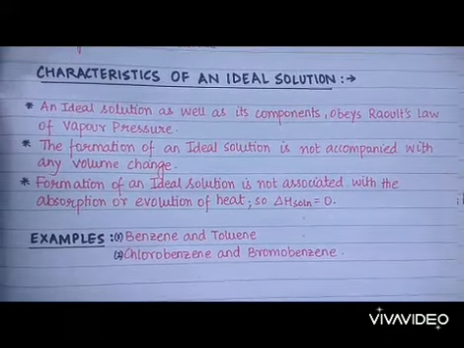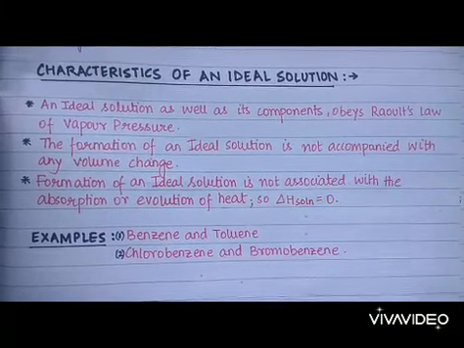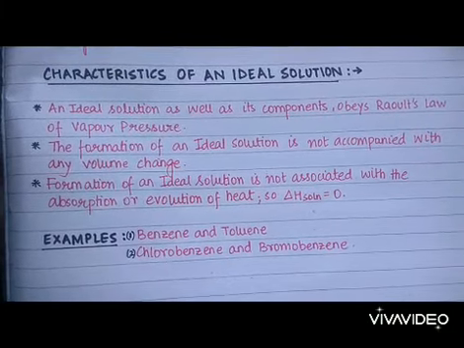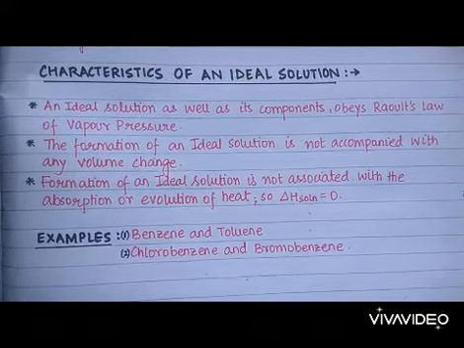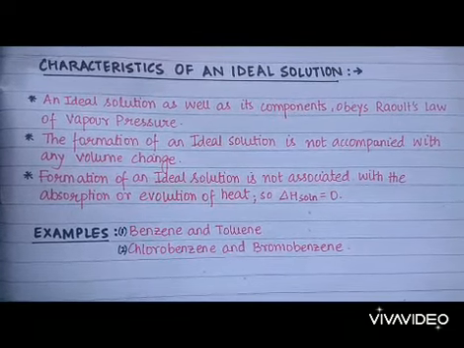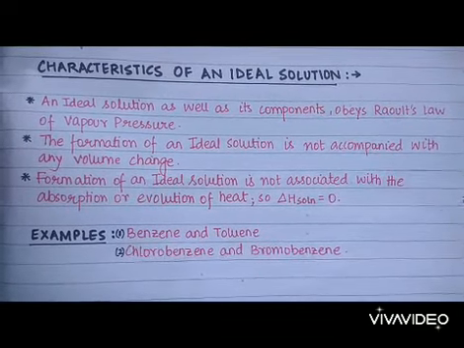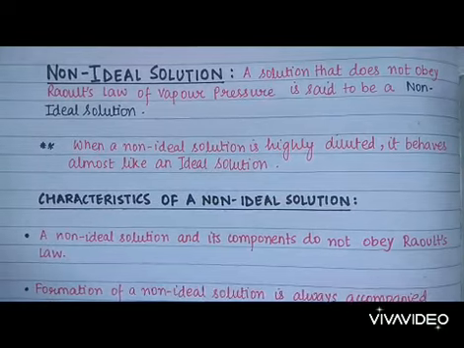Next up we have characteristics of an ideal solution. So they obey Raoult's law, and formation is not accompanied with any volume change and without evolution or absorption of heat. These are the two examples: benzene and toluene, chlorobenzene and bromobenzene.